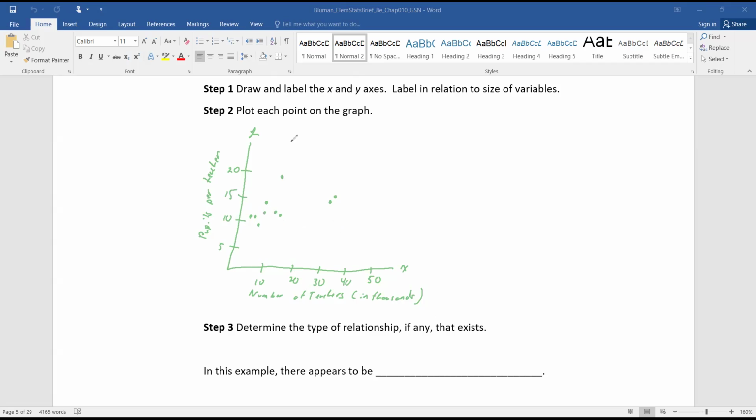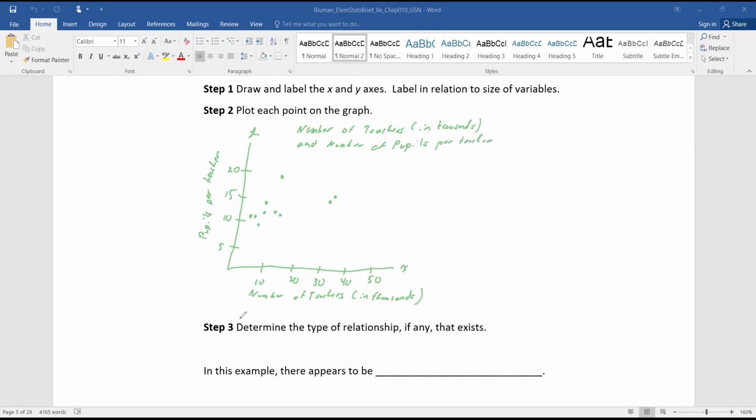So now that I have it all labeled, don't forget to give it a name. So this will be the number of teachers in thousands and number of pupils per teacher.